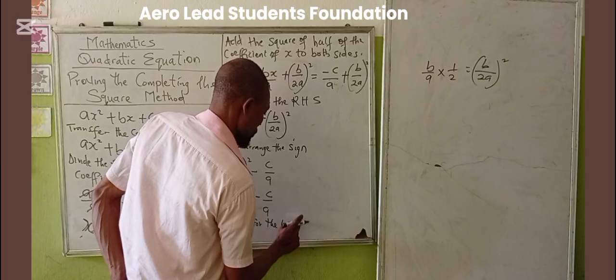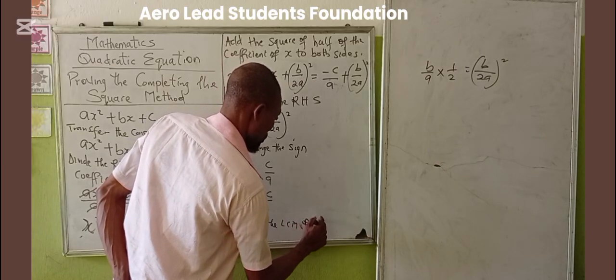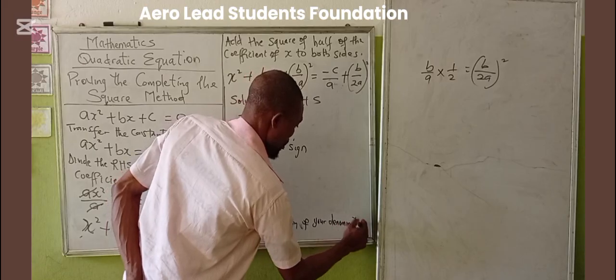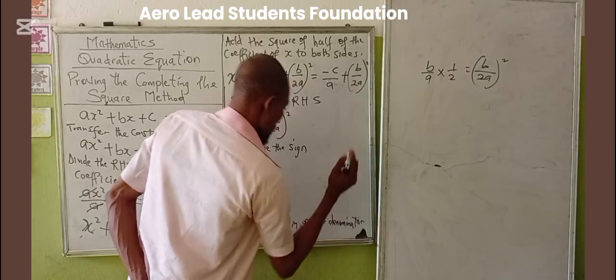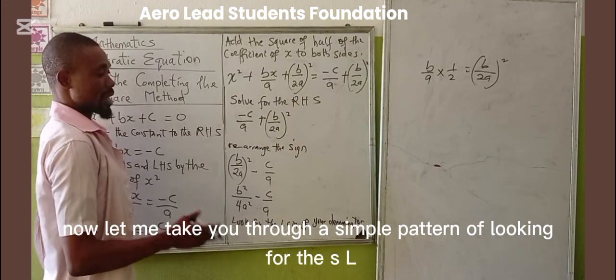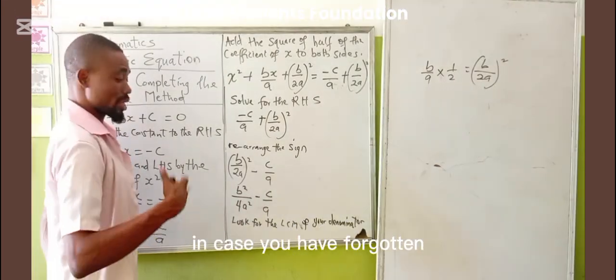Of your denominator. Don't forget, the denominator is the number under it. So you look for the LCM. Now let me take you through a simple pattern of looking for the LCM in case you have forgotten.